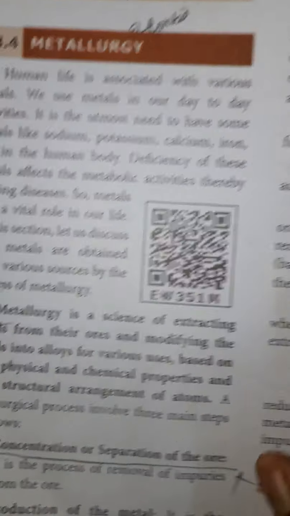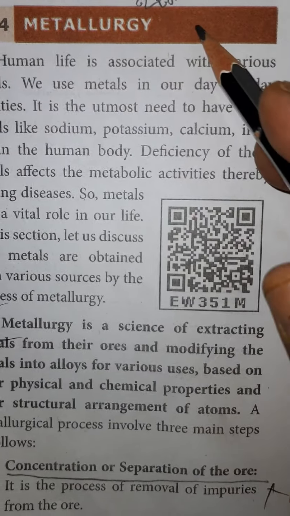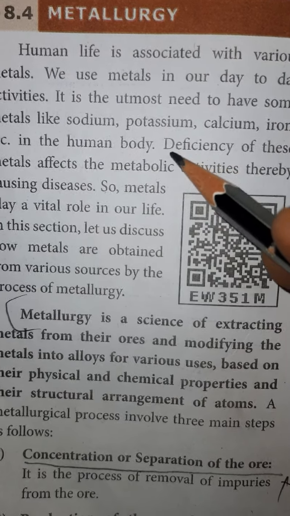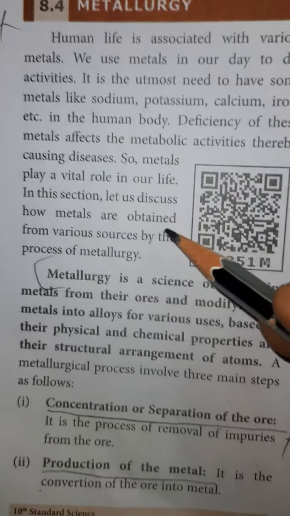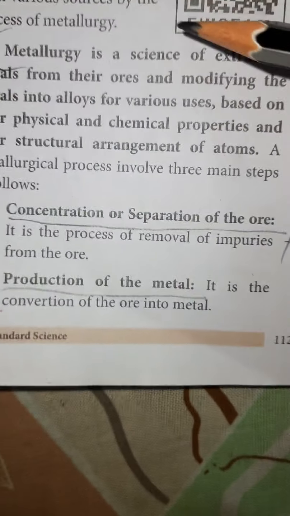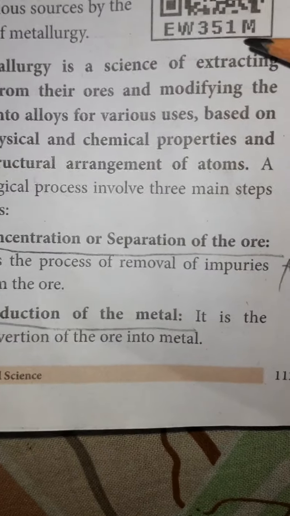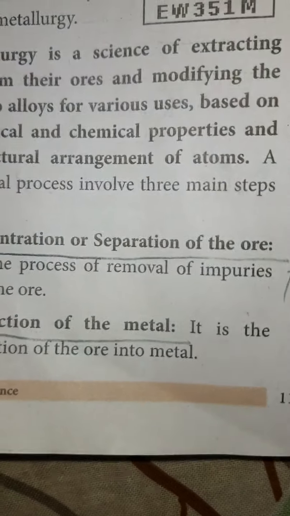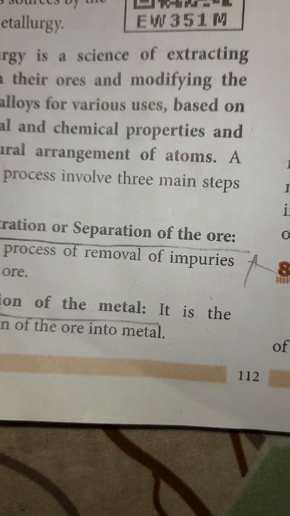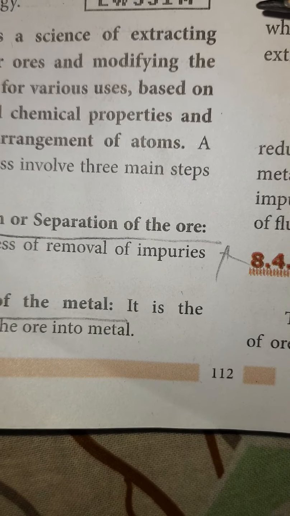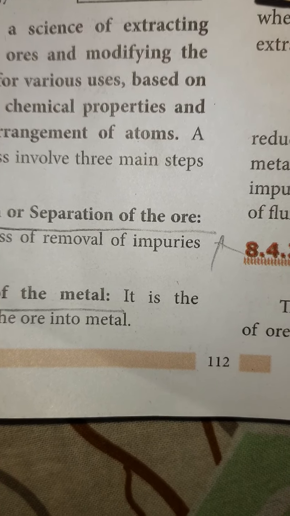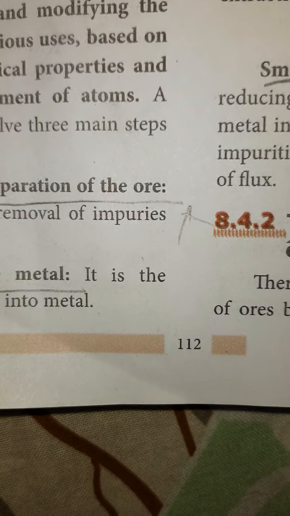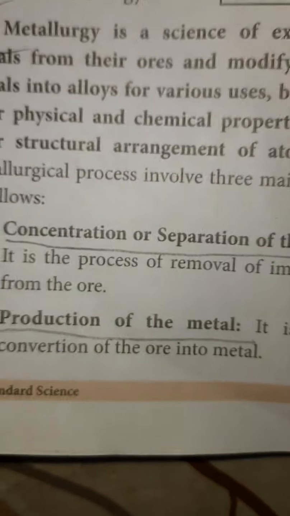Then only metallurgy. What is metallurgy? Metallurgy means ulogam in Tamil. Human life is associated with various metals. We use metals in our day to day life. Likewise sodium, potassium, calcium, iron, etc. are used by humans. Deficiencies of metals affect the metabolic activities, causing diseases. So metals play a vital role in our life.